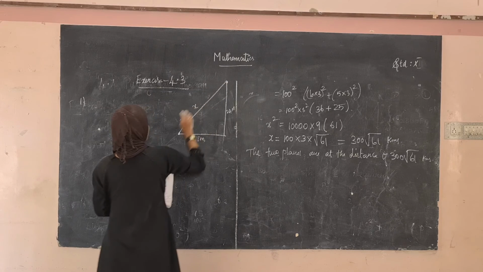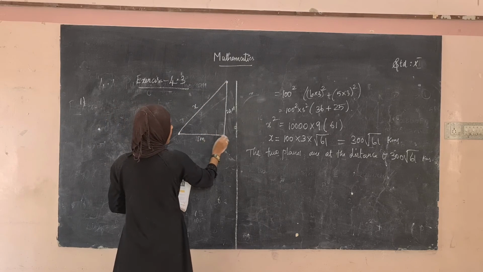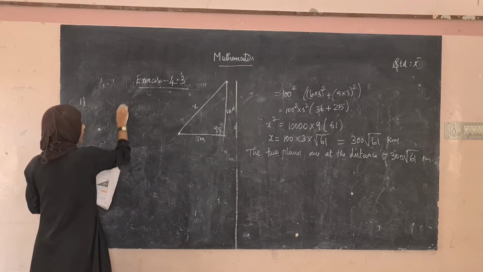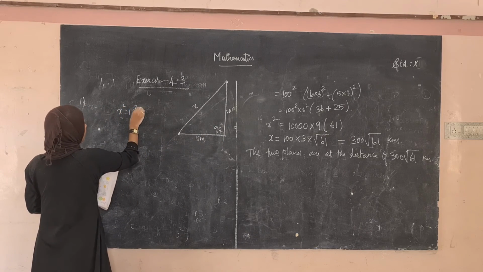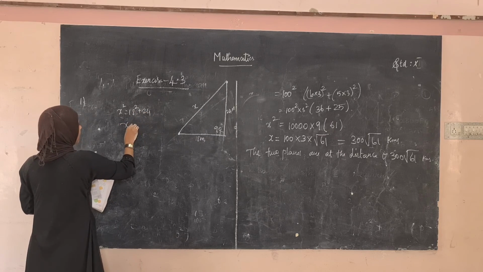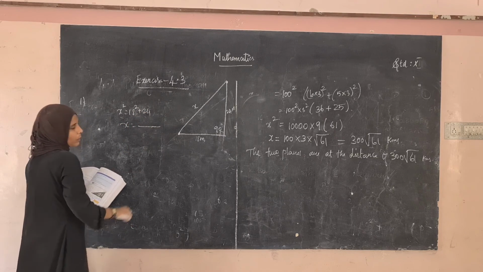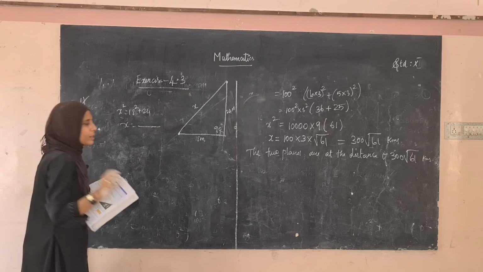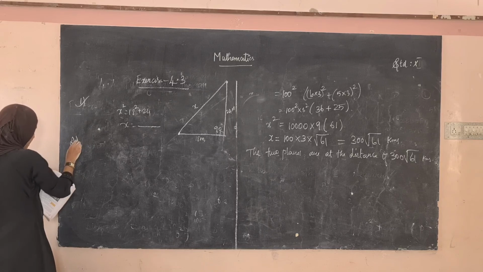Let this be x. Since he is traveling east and then north, this will be 90 degrees. Then you have to find that x square is equal to 18 square plus 24 square. Then you have to find x is equal to some value. That's the distance between his current position and the starting point. This is the assignment for you. First sum is the assignment for you. And now the second sum.